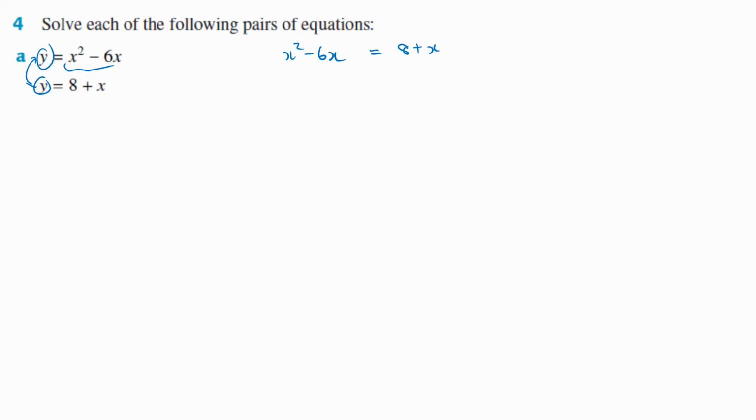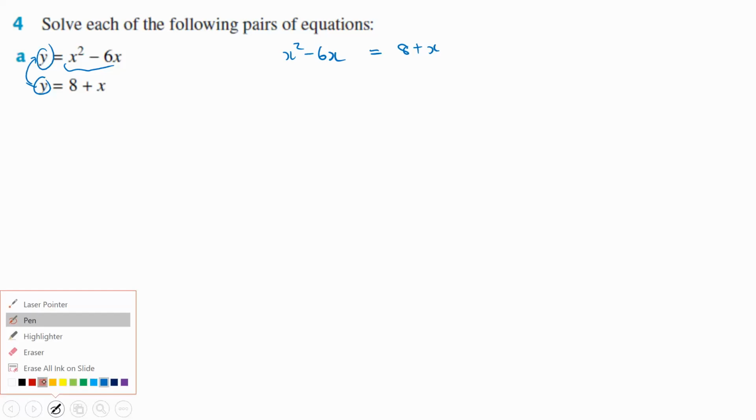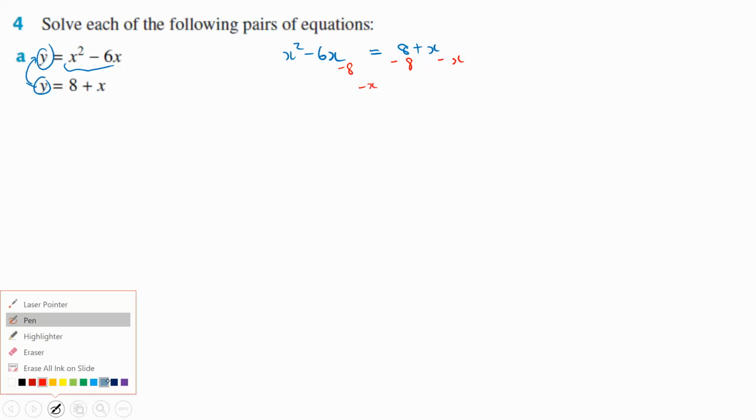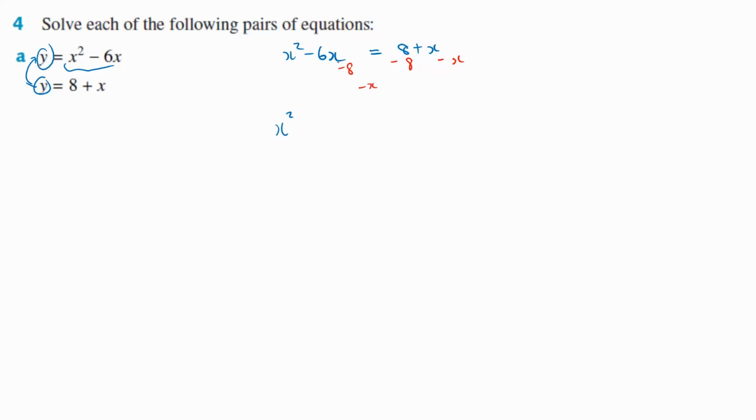So let's work it out. From here, the only quadratic techniques we learnt is if you have the right-hand side or left-hand side equal to 0. So I'm going to remove the 8. Opposite of plus 8, minus 8 on both sides. Good. Minus x on both sides as well. So in the next line, you should have x squared, negative 6x minus x gives you minus 7x, you got a minus 8, and that should give you 0.